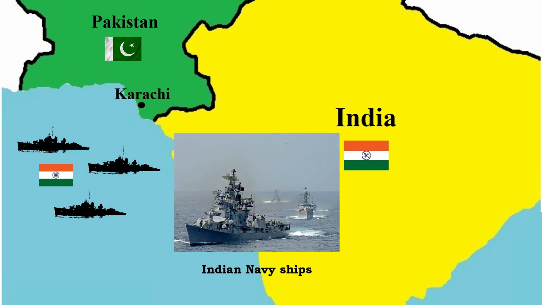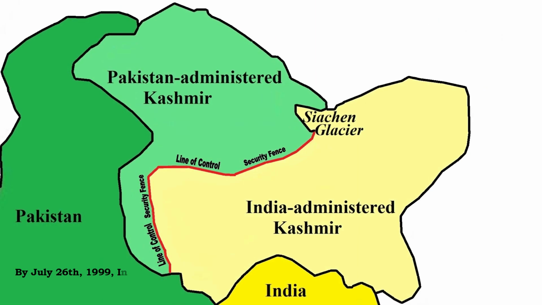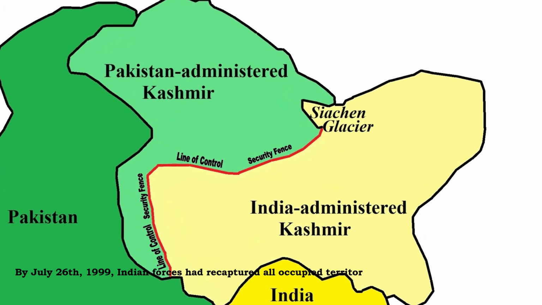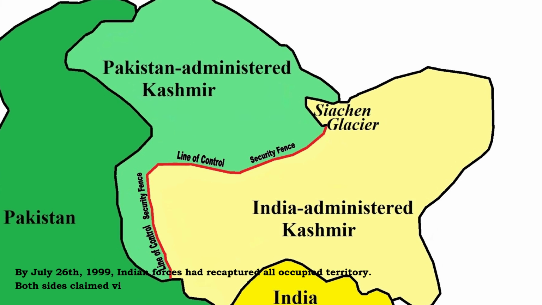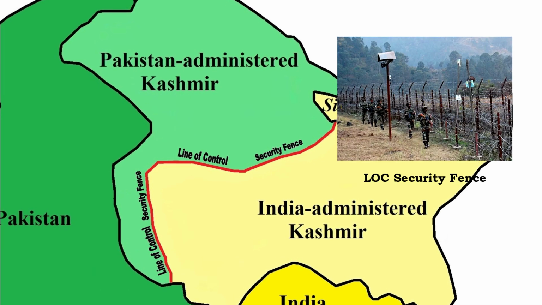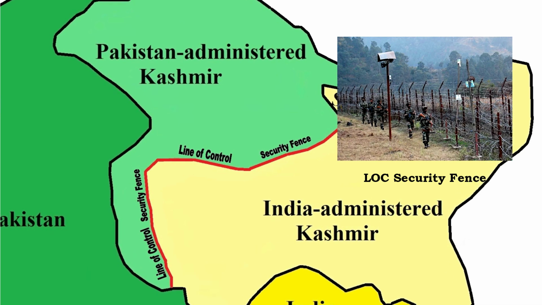Pakistan's economic situation was also growing desperate because of the Indian Navy's blockade of Karachi and other ports. By July 26, 1999, Indian forces had recaptured all occupied territory. Both sides claimed victory. After the war, India completed the construction of a security fence along the LOC and greatly increased surveillance of the de facto border.